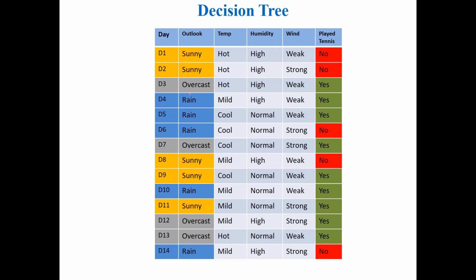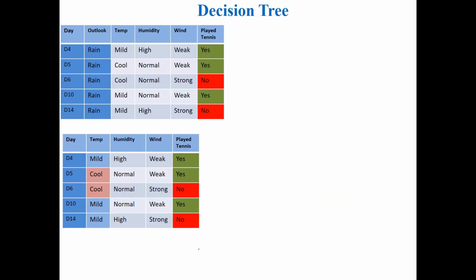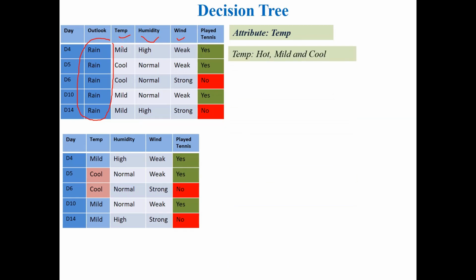For the rain, we will have to consider this blue highlighted example. So how many examples are there? D4, D5, D6, D10 and D14. These are the total examples. Only these we will consider, because we have to find the information gain of temp, humidity and wind for all these rain values. So the same procedure we will repeat now. For temp, find the information gain for these three values: hot, mild and cool.